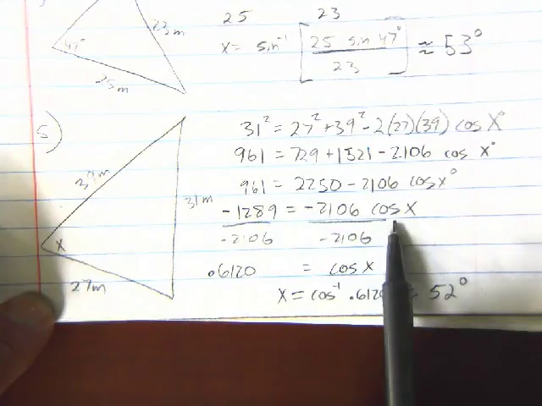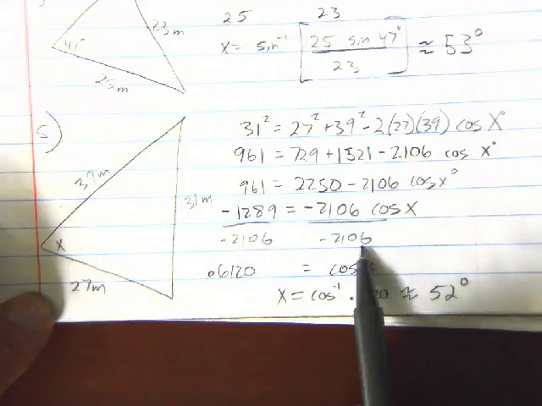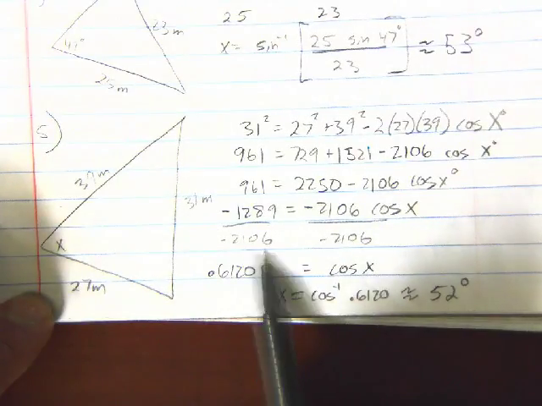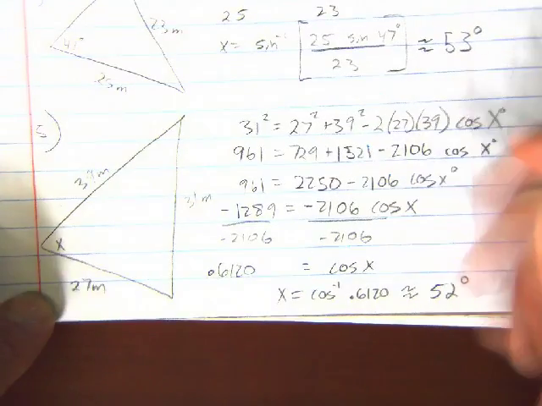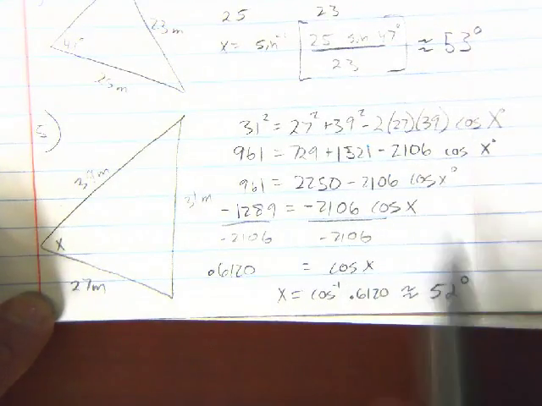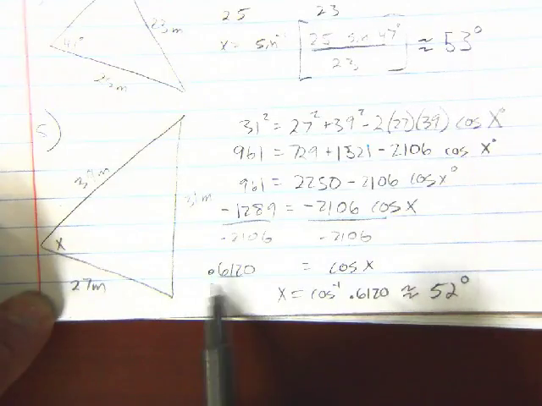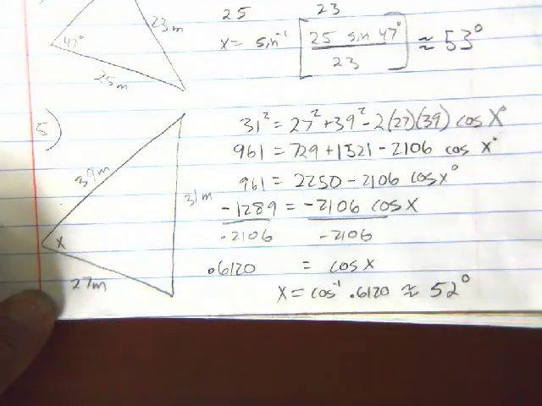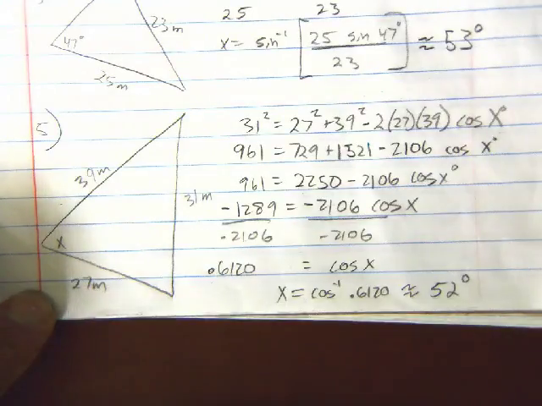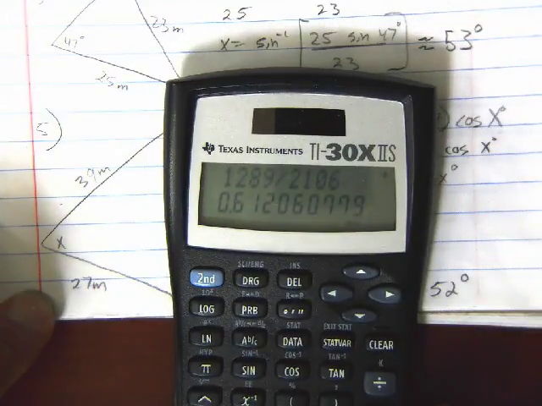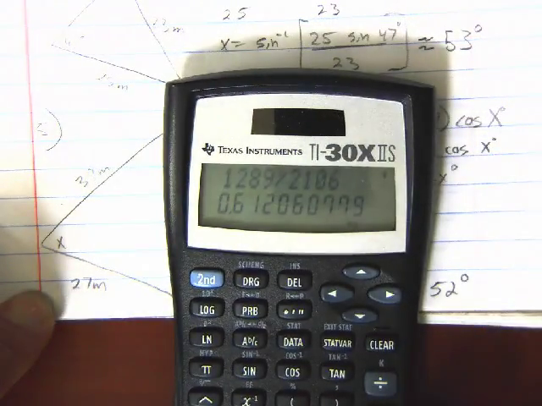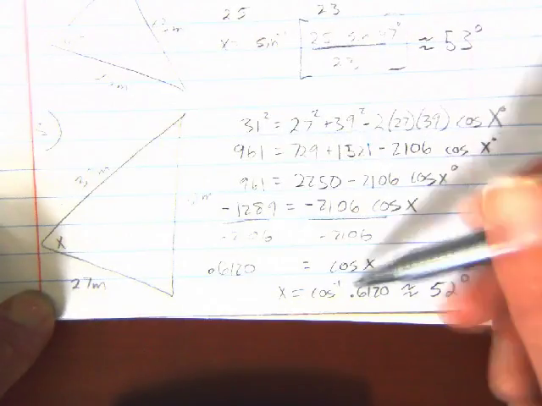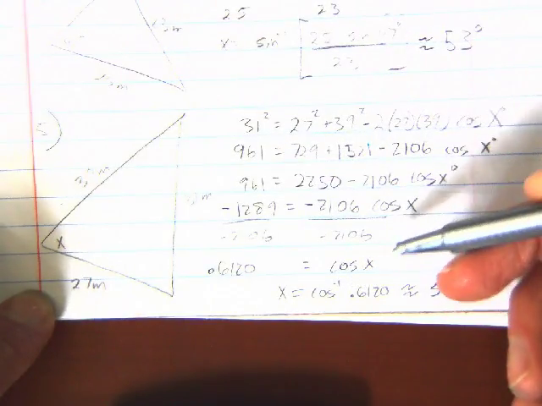So I have to divide by the negative 2,106 on both sides. So then those will cancel. You'll be left with just the cosine x of this nice little decimal, 0.61200, whatever it is, a whole bunch of numbers, right? Because when you do that in your calculator, 1289 divided by 2106, you get that little number, 0.612060779, right? And then you need to do the inverse cosine of that because we're trying to find an angle.